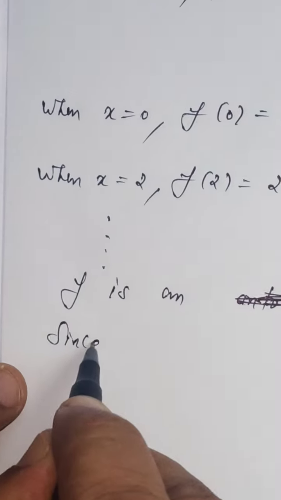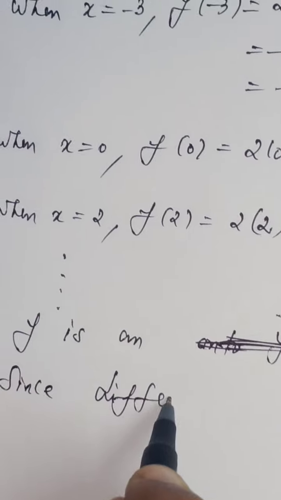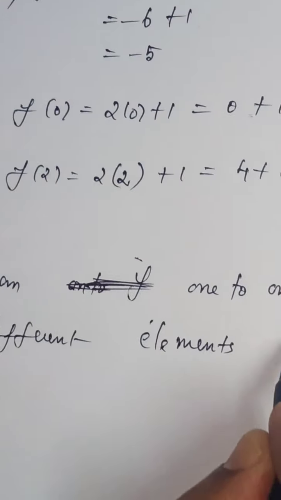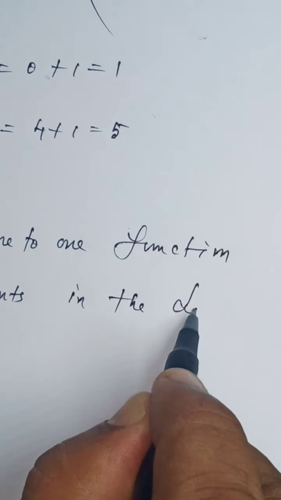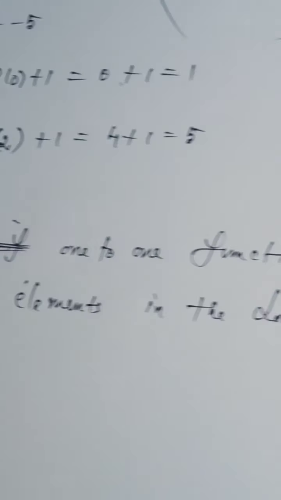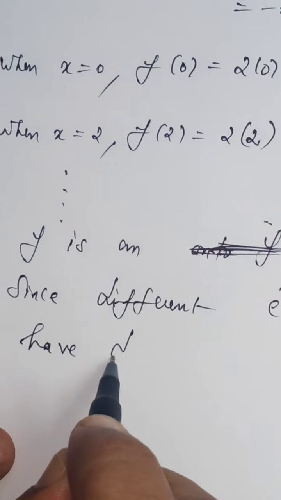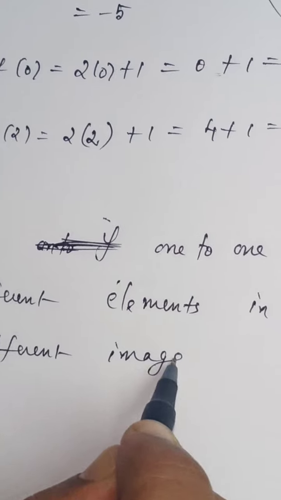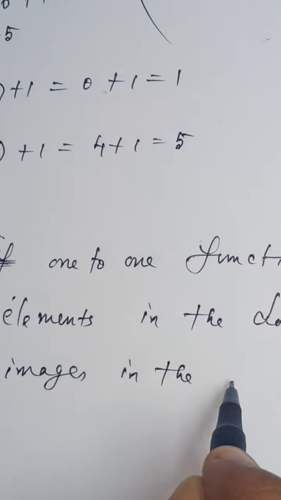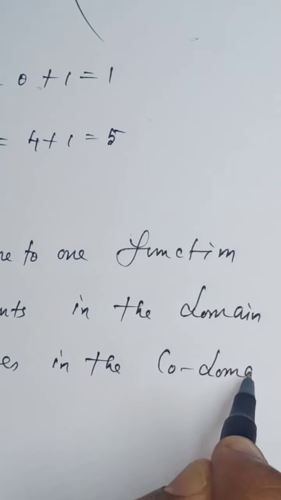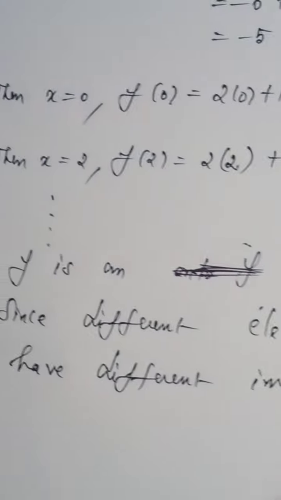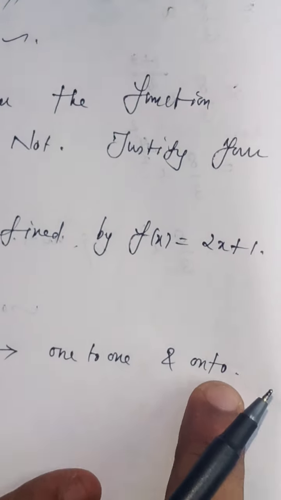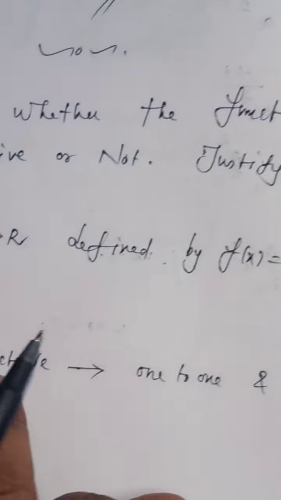Since different elements in the domain have different images in the codomain. Okay, so in bijective we have proved only one part, then we have to prove onto, then only we can say that the function is bijective. Then how to prove it is onto?